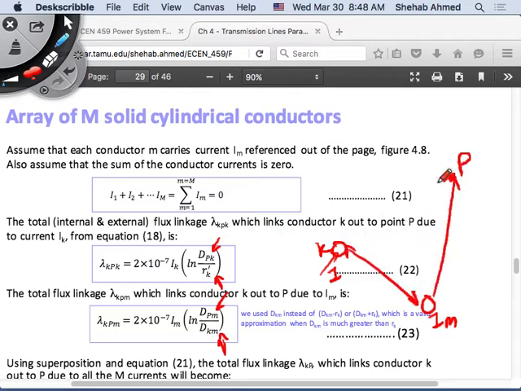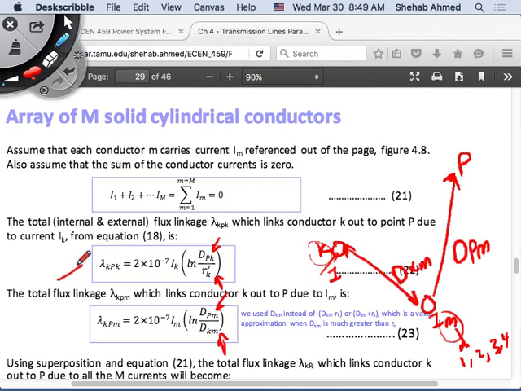Because I want to make sure that I'm looking at the flux linkage between the same two points that are affecting my original conductor. So the distance here is, this is conductor K and this is conductor M. So it's DPM, this is point P and conductor M. So it's DPM over DKM, right? And this M I can change now to 1, 2, 3, 4, and so on, all the other conductors in the vicinity. So I can do that.